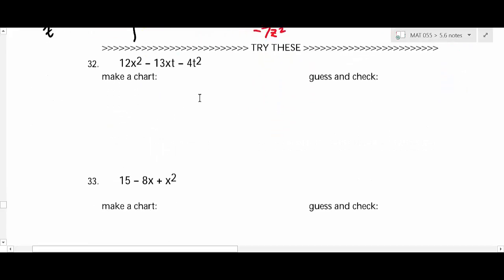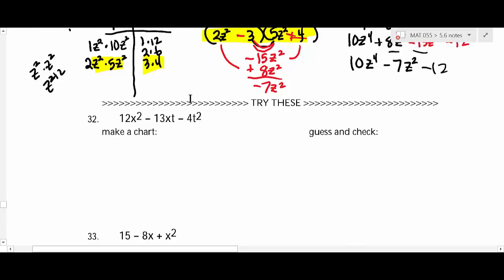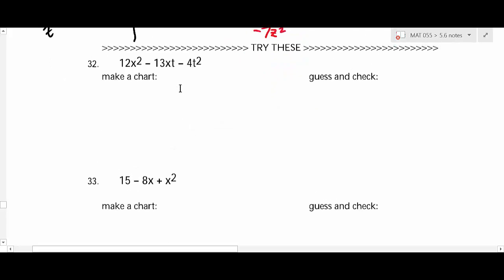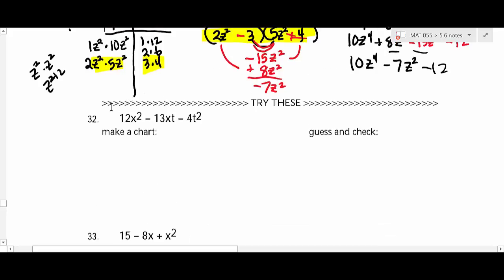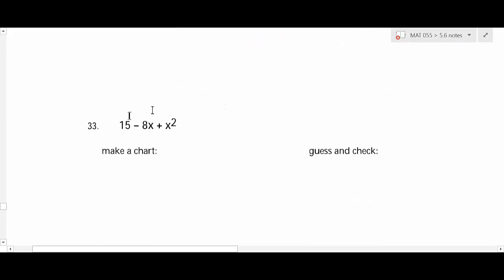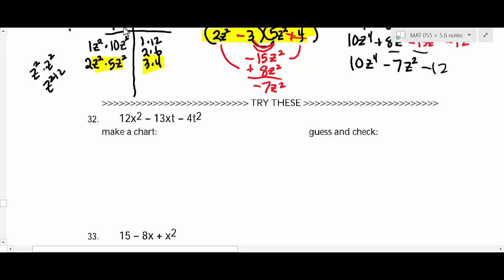Okay, now I'm going to start you with this one. I'm going to do this one together. I think I'm going to do number 32, then I'm going to have you do 34, then I'll go back to 33 just because it's a little different. So let's go ahead and go through this one together.